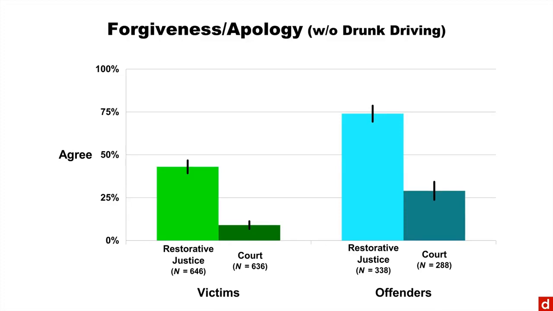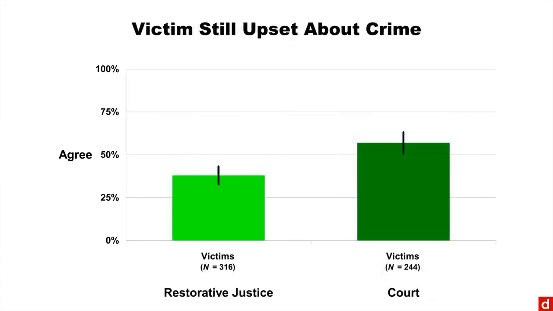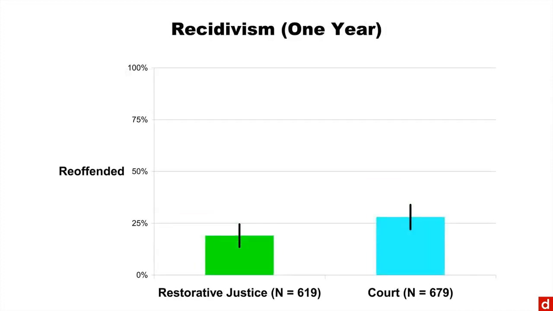And then we can go to whether a person's satisfied with the outcome. Again, we see an advantage for restorative justice. Whether the victim is still upset about the crime, now the bars are a little different. And whether they're afraid of re-victimization, that's over a 2-to-1 difference. And then finally, recidivism for offenders, or reoffending. And you see a big difference there.